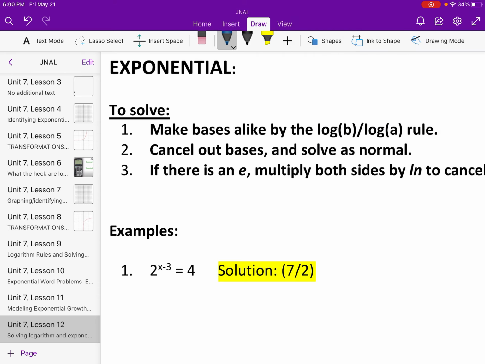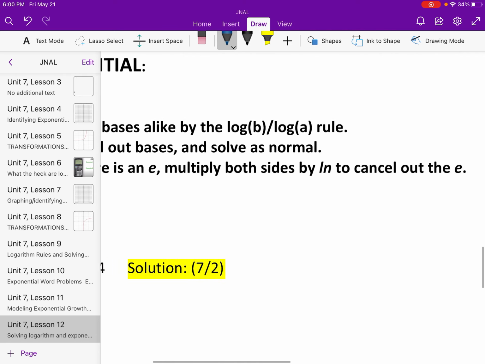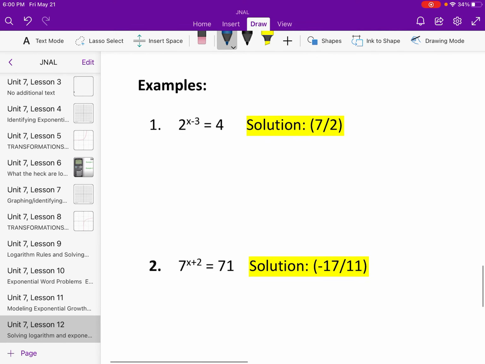We need to make the bases alike by just personal knowledge, or, if you really want to get technical, the log B over log A rule. Then the bases are able to cancel out, and then you solve as normal. If there is an e, you multiply both sides by ln to cancel out the e.